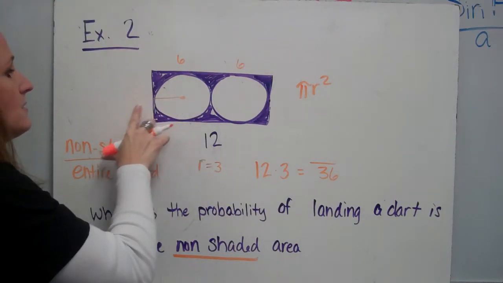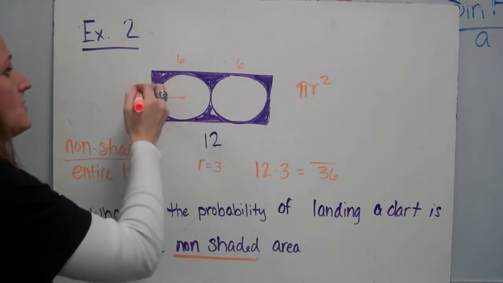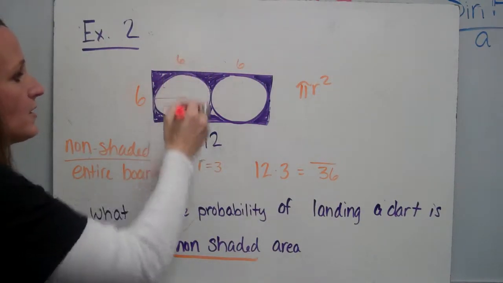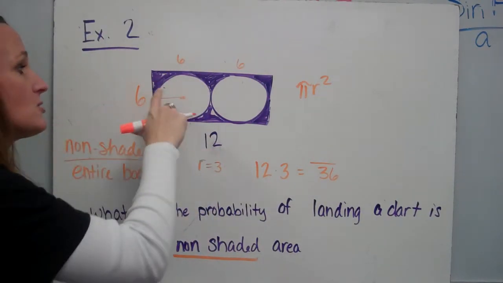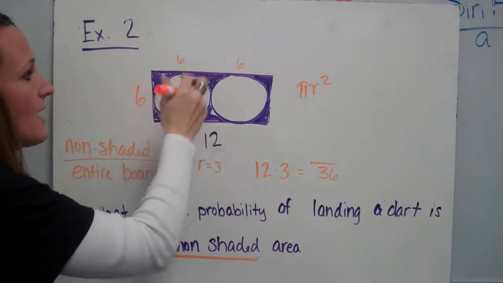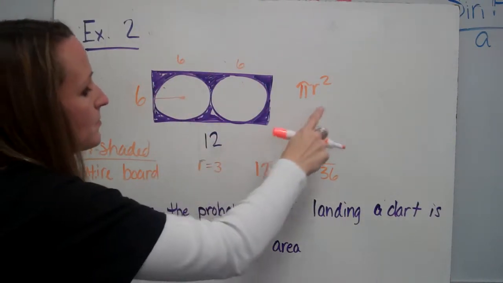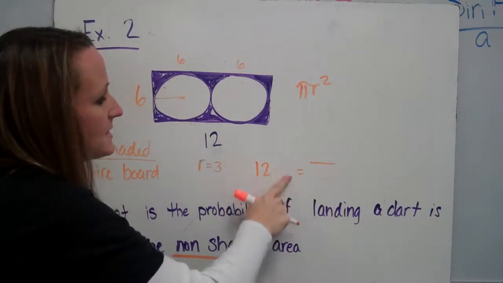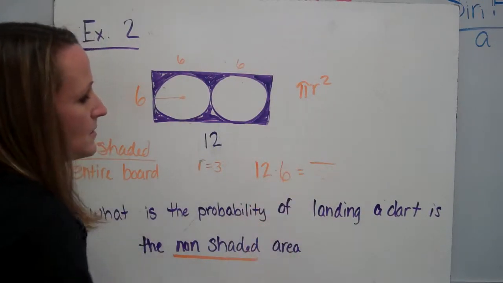Whoops, this is not 3. This is 6 because this is a whole thing across. My bad. Everybody look, this would be 6, not 3. 3 is only half of it. We want that. So this is 12 times 6, which is 72.